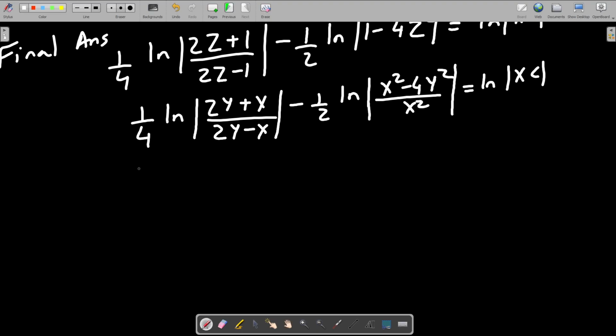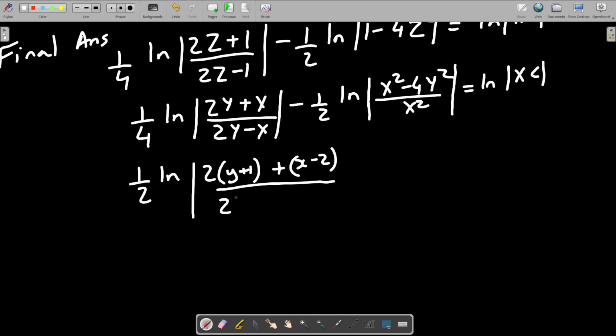So just going back, this is half times ln of 2 times, what was that thing? What is the change of variable? Small y plus 1, and the other one was what? X minus 2, small x. Okay, so 2y plus 1 minus x minus 2.